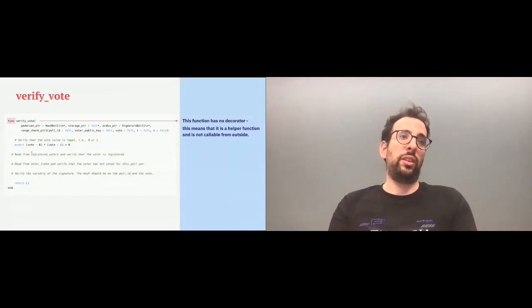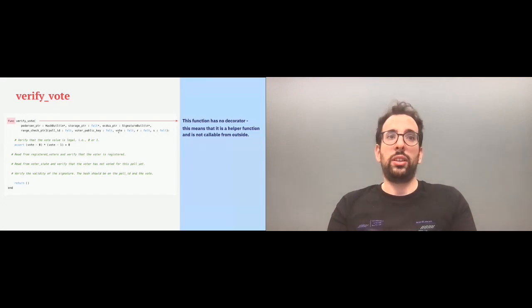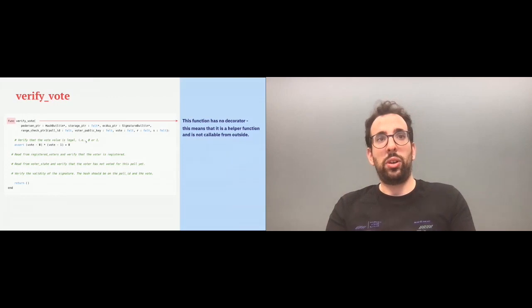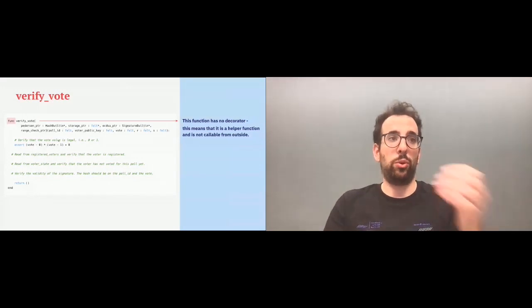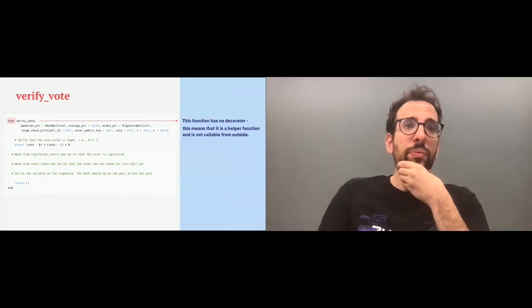Okay, so the first verification is simply that the vote itself is binary. It's either 0 or 1, and we can verify this by asserting that this multiplication equals 0. This will only be 0 if the vote is either 0 or 1.